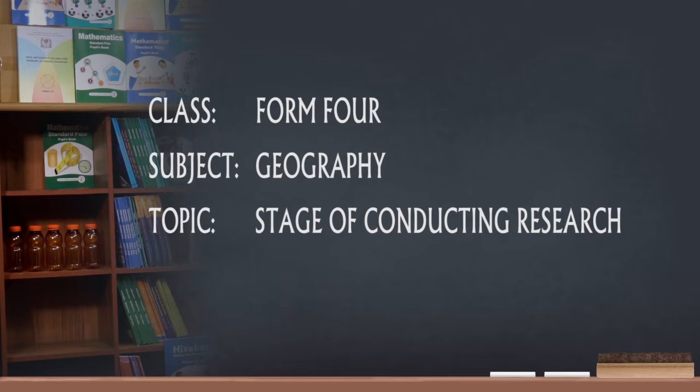Number 1. Formulation of the research problem. The first stage in conducting research is to select and properly define a research problem. The research problem refers to any difficulty a researcher is experiencing or observing in the society.